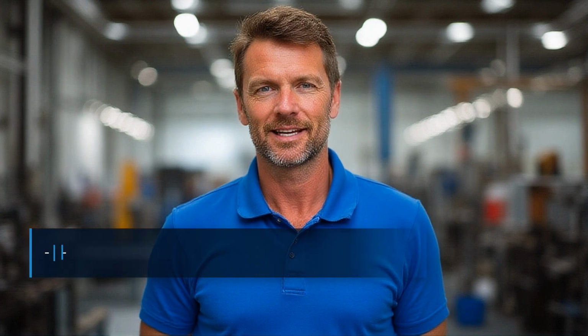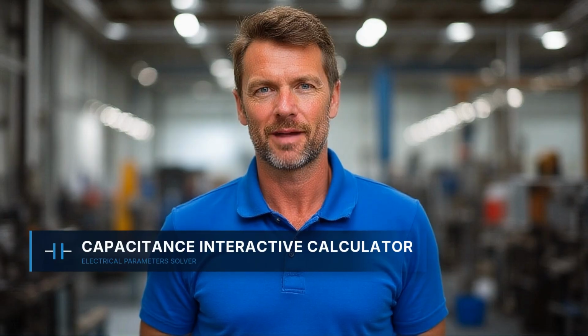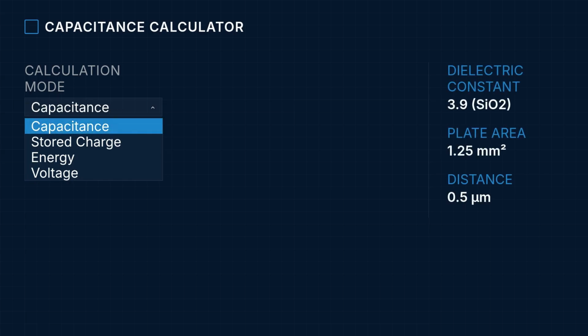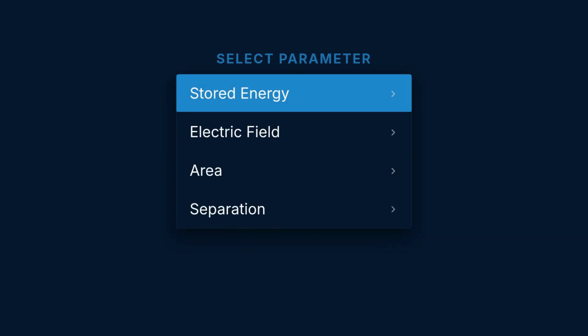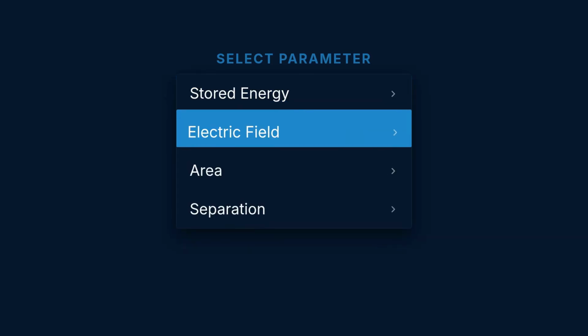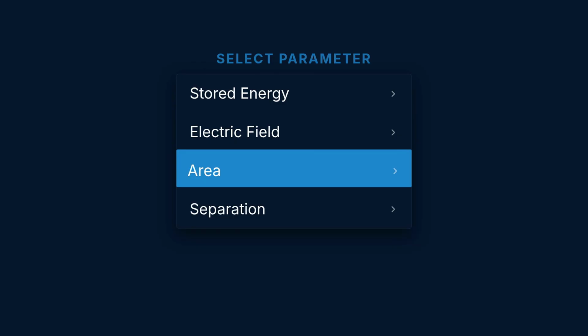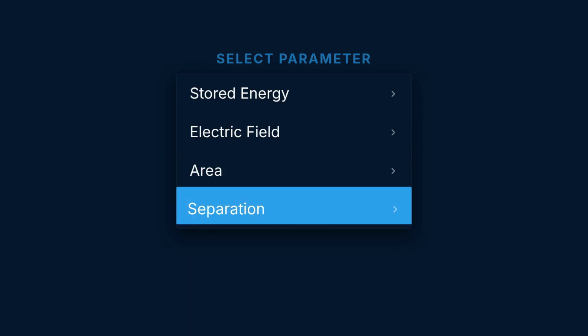This is the Capacitance Interactive Calculator, which solves for capacitance and related electrical parameters in parallel plate capacitors. Let's look at the inputs. First, there's a calculation mode dropdown where you can select to calculate capacitance, stored charge, stored energy, electric field, required plate area, or plate separation. I'll use calculate capacitance for this demo.